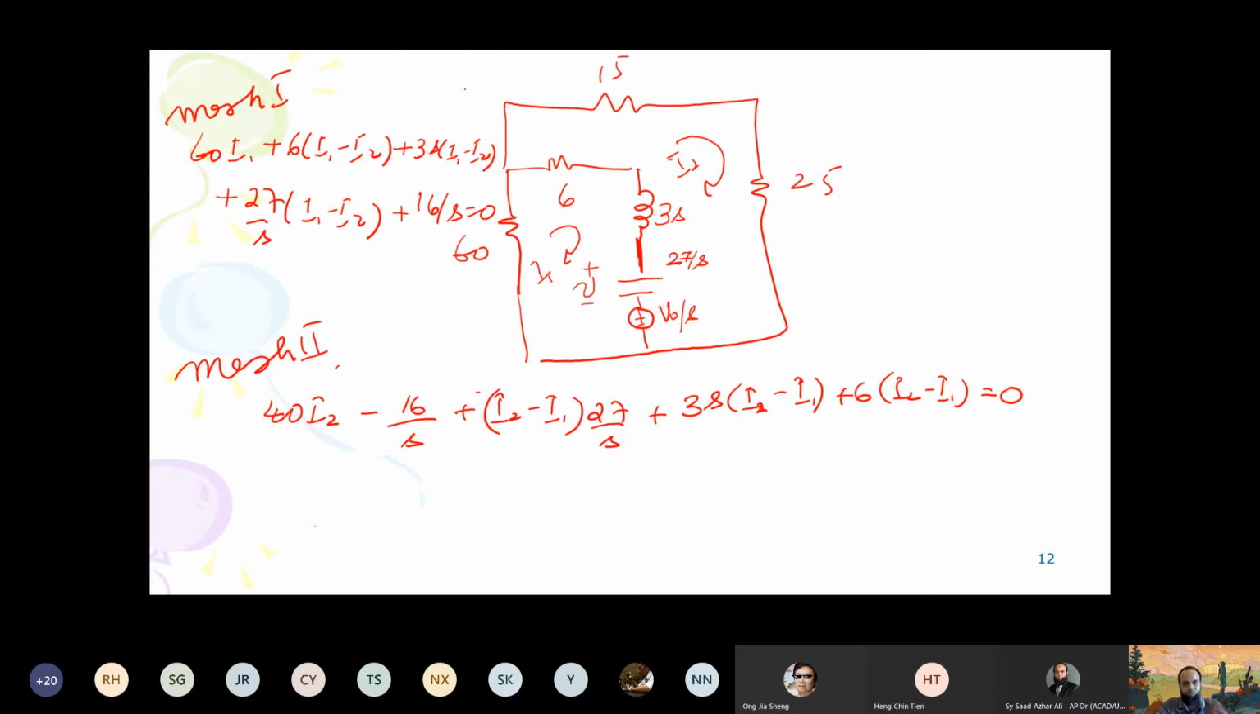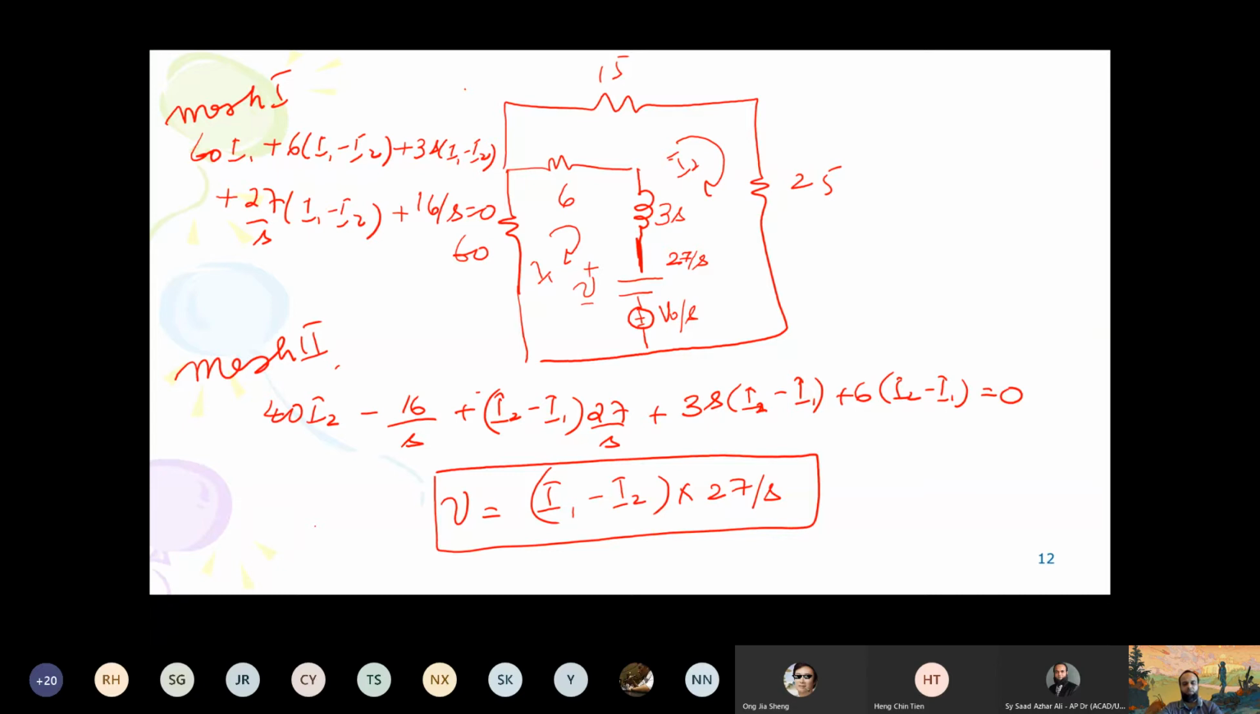So I think this was the most difficult part, to find the initial conditions. Then you replace the circuit elements with the equivalent models for initial conditions and then write the equations. The rest is just solving the equation. So we need to find I1 and I2. Once we have I1 and I2, I1 minus I2 times 27 upon S will be their solution. And of course, this is Vs. Then we take Laplace inverse to get Vt.